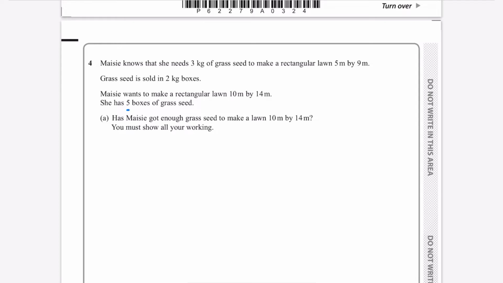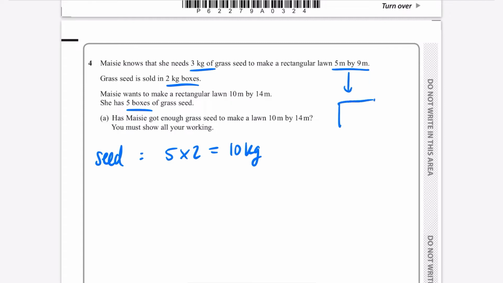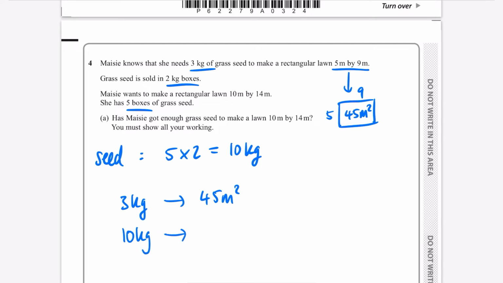So she's got 5 boxes of grass seed, and there's 2 kilograms in each box. So the amount of seed that she has is 5 times 2, she has 10 kilograms. Now we know from this beginning bit that 3 kilograms does 5 by 9. Now 5 by 9, if we're talking about the area, is going to be an area of 45 meters squared. So we know that 3 kilograms is going to help cover 45 meters squared, and she has got 10 kilograms. So we'll find out how much that covers.